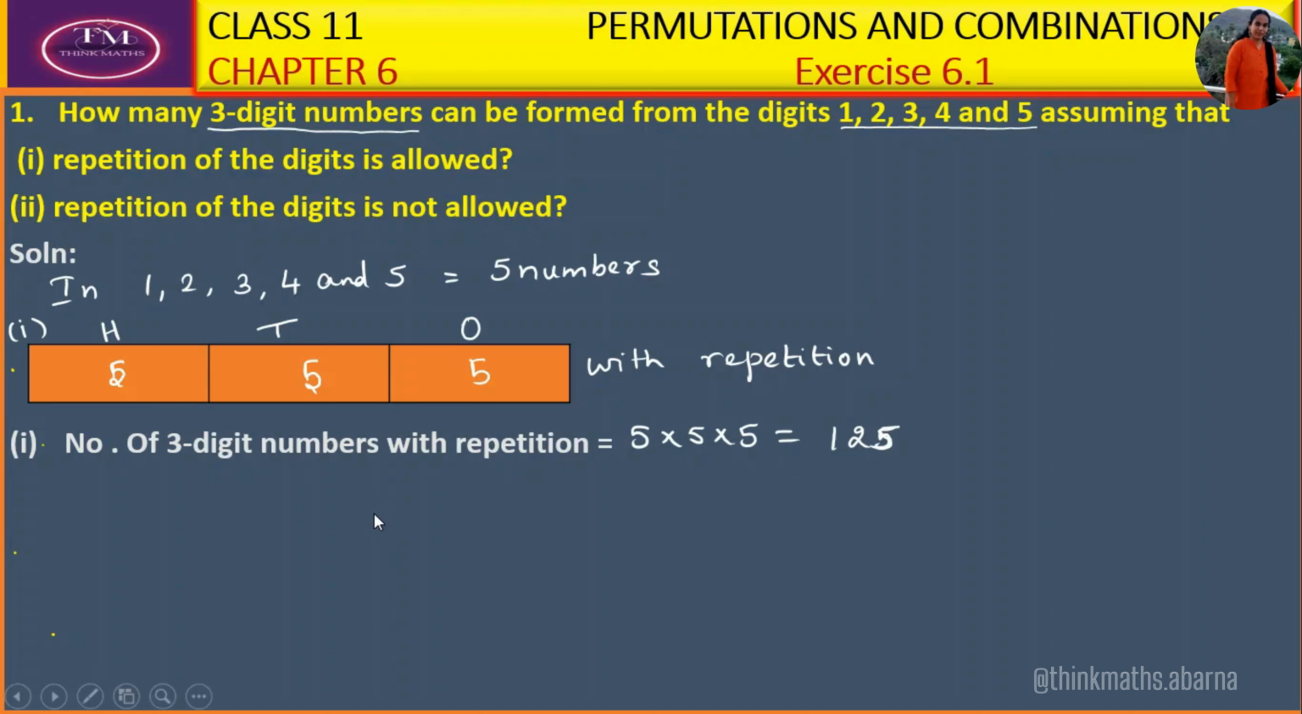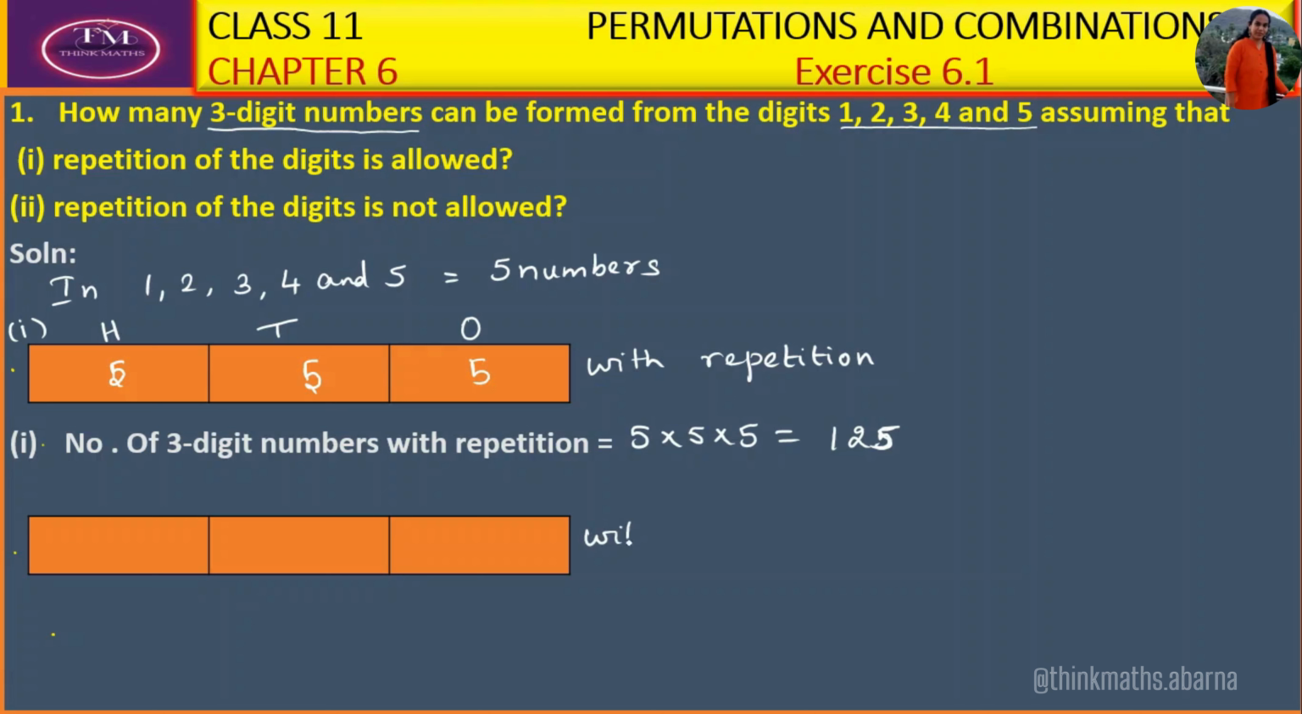Next, for the second part. For the second part, what is the condition? The repetition of the digits is not allowed. That is, we have to fill without repetition. That means if you take the hundreds place, tens place and ones place, suppose I fill the hundreds place with any one of the numbers from 1, 2, 3, 4, 5. So I have 5 options for the hundreds place.